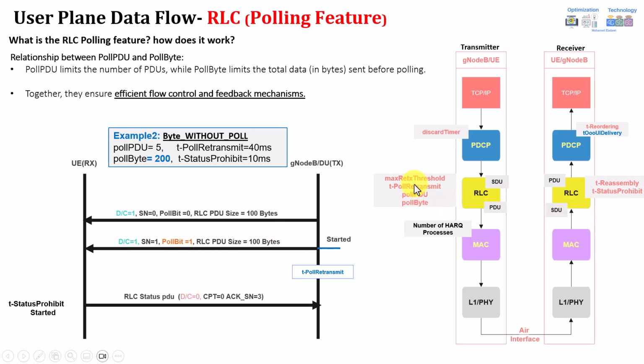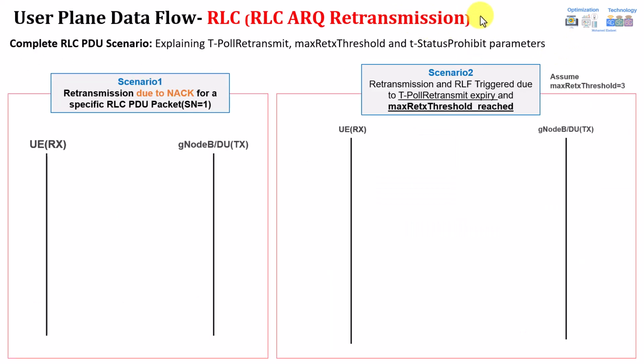Also, we gave an explanation about the T-poll-retransmit and T-status-prohibit. I'll cover the others also within the retransmission example. Now let's move forward to the example of the retransmission, which will give a very clear image as well. Okay, here I'm explaining 2 different examples, and this will mainly cover the T-poll-retransmit, the maximum RLC retransmission threshold, the maximum number of RLC retransmissions, and the T-status parameter as well.